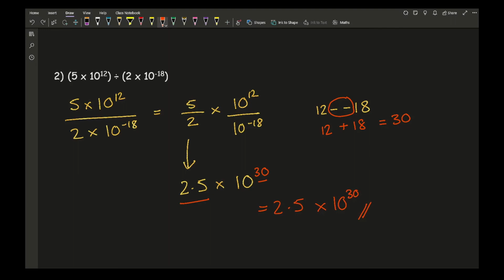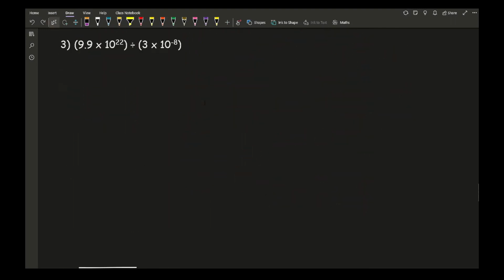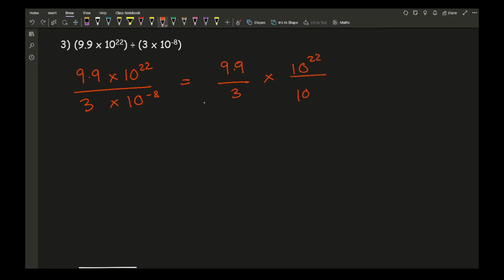And there it is. Looking at number 3. So again here, I'm going to write it as a fraction, so 9.9 times 10 to the power of 22 over 3 times 10 to the power of minus 8. And that equals 9.9 divided by 3 times 10 to the power of 22 over 10 to the power of minus 8. Now, if you want to go straight from this to this, then that's absolutely fine.